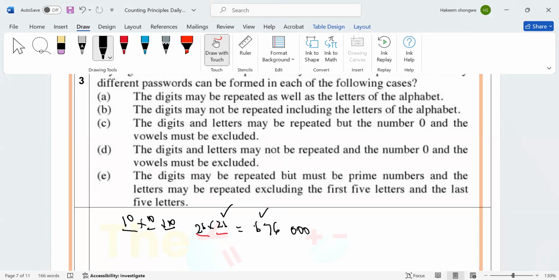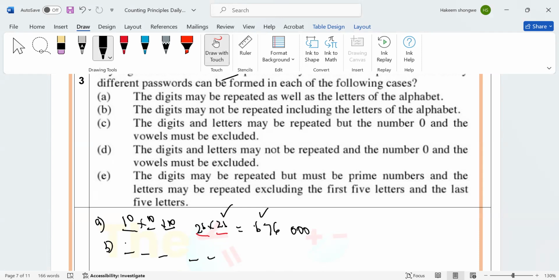Okay. Now the digits may not be repeated, including the letters of the alphabet. So we are not repeating the digits, we're also not repeating the letters. So this was number A, where we were repeating all of them. Now we have 1, 2, 3 for the digits and 1, 2 for the letters.